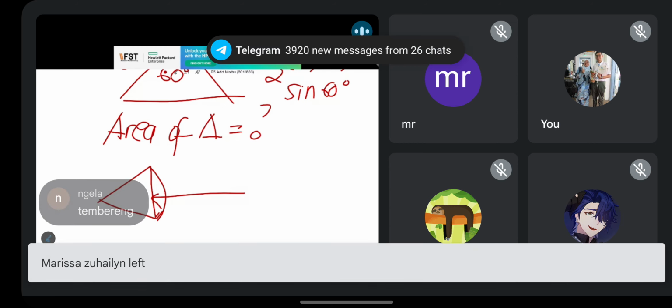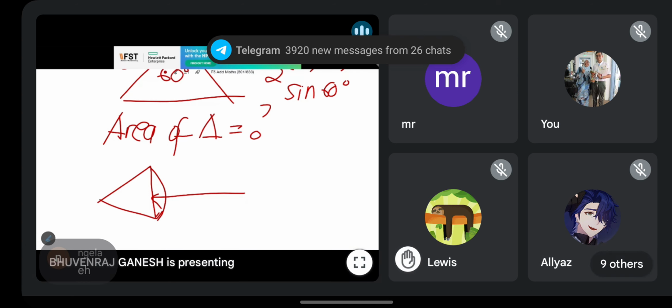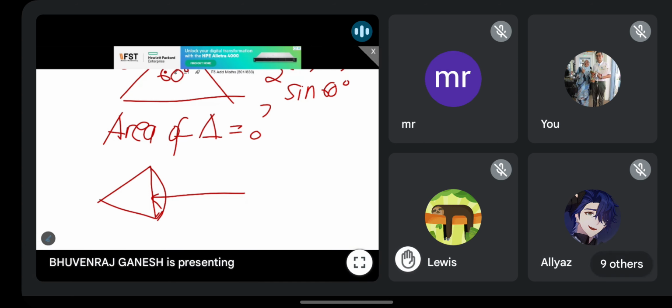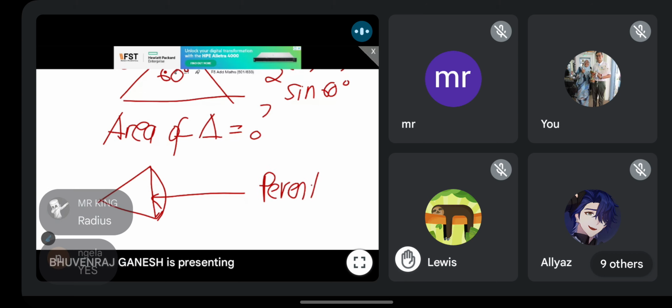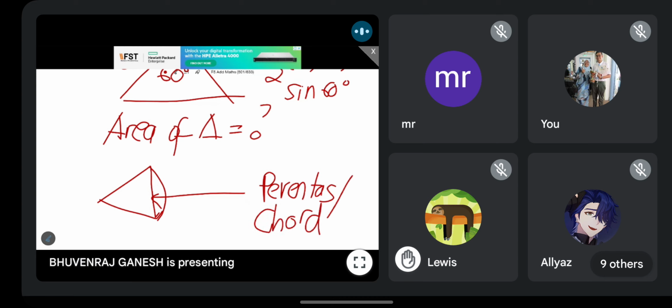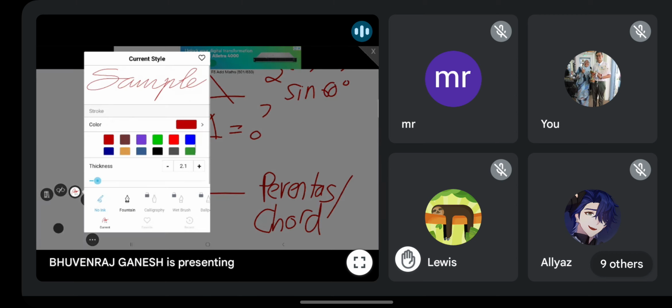Garis. Garis macam tu. Apa nama dia? Tembering tu kawasan. Bukan garis. Bukan diameter. Anyone know? What's the line? Kamu belajar matematik menengah rendah yang ni. Topik bulatan. Yes, correct. Perentas. Guys, semua ingat tak perentas? In English is called chord. C-H-O-R-D. This is English.